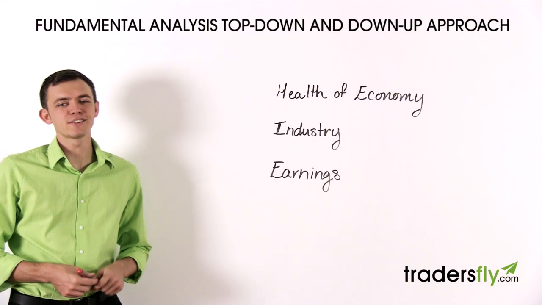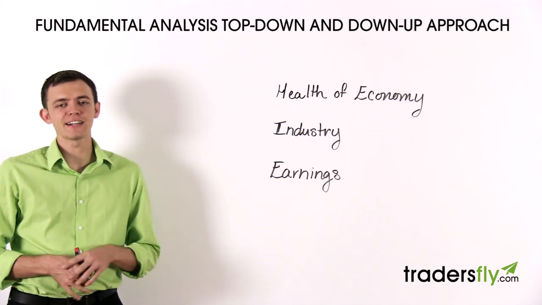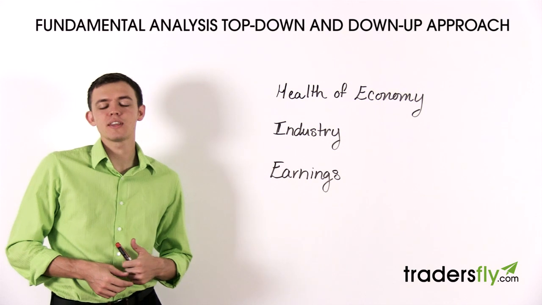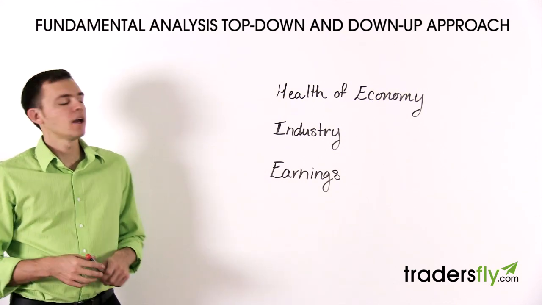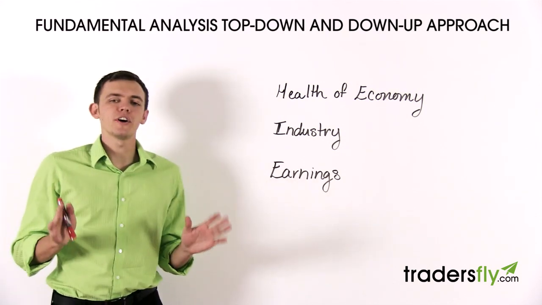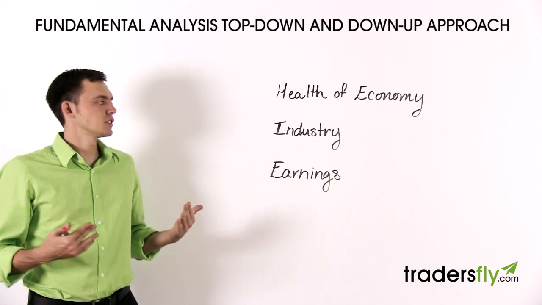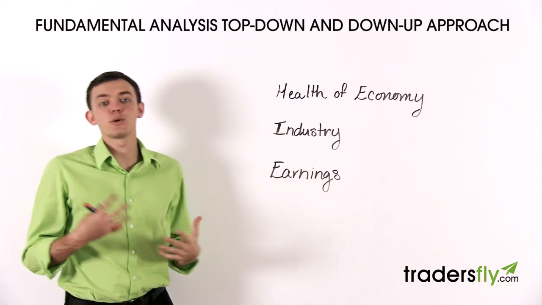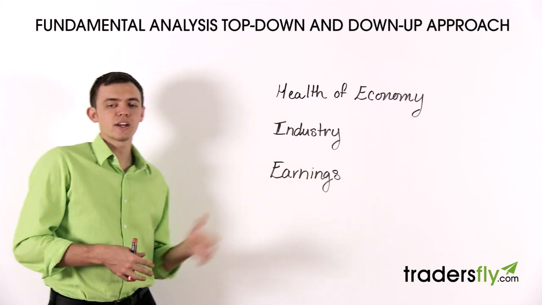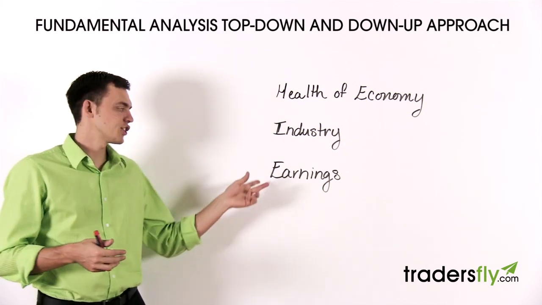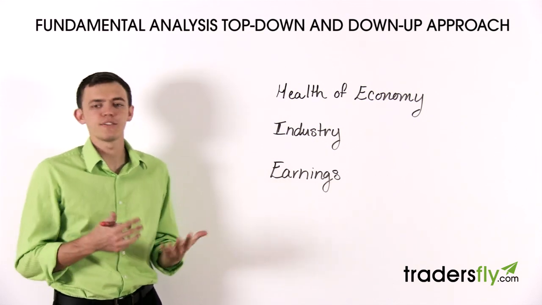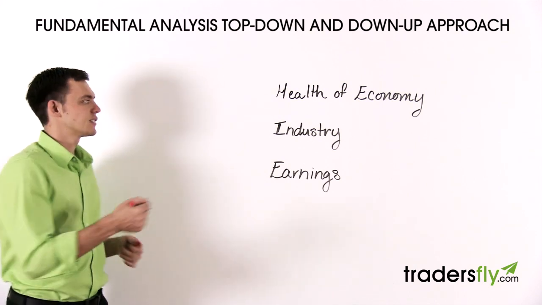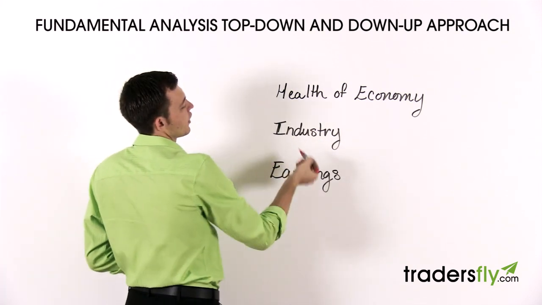When it comes to fundamental analysis, there's two ways you can evaluate or analyze it. You have a top-down approach, and then you have a bottom-up approach. Basically, let's say we broke down our fundamental analysis into three sections. We're going to evaluate the health of the economy, we're going to evaluate the industry or the sector that the company is in, and we're going to evaluate the company itself on its earnings, or any other factors for that matter.